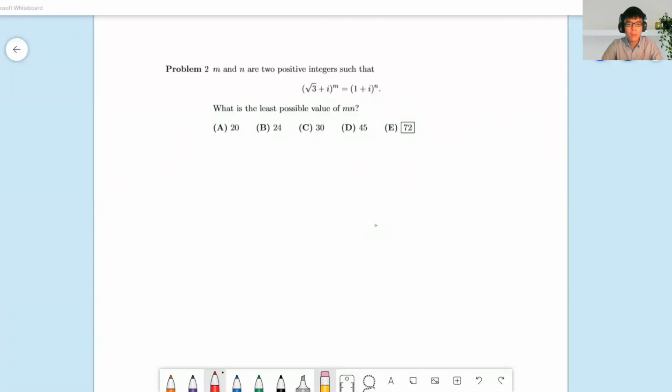Question 2. m and n are 2 positive integers such that (root 3 plus i)^m equals (1 plus i)^n. What's the least possible value of m times n? So here, the key is to use Euler's formula. Let's recall Euler's formula.